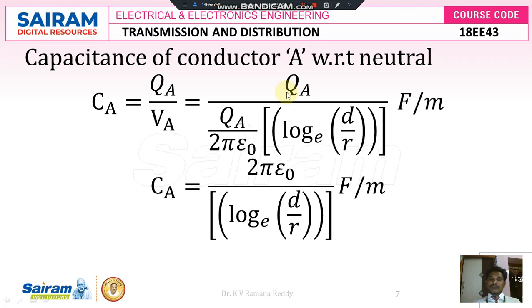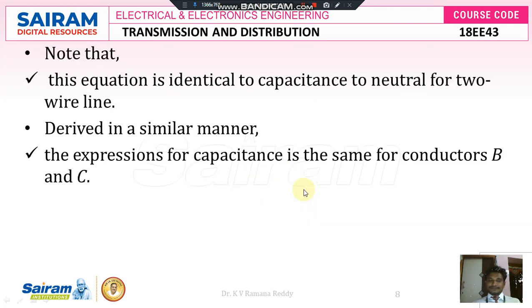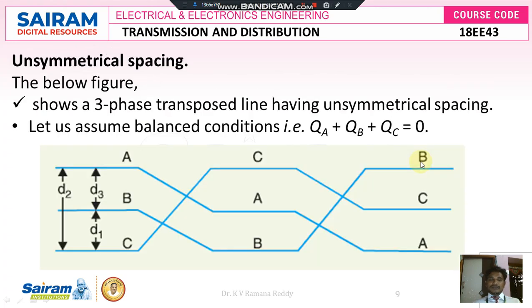Here QA gets cancelled. The remaining equation becomes like this. Therefore, from the above equation, it is noted that this equation is identical to the capacitance to neutral for a two-wire line. Therefore, derived in a similar manner, we can write the equations with respect to conductor B and conductor C.